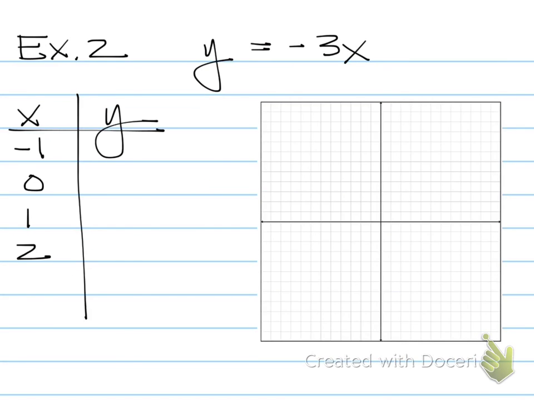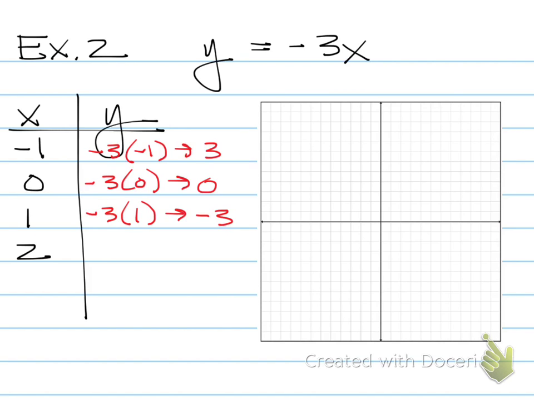Next example, and we do the same thing. We're given a linear equation, and we're given values of x to substitute into our linear equation. When we substitute in -1 for x, we get -3 times -1, which is 3. When we substitute in 0, we get -3 times 0, which is 0. When we substitute in 1, we get -3 times 1, which is -3. And when we substitute in 2, we get -3 times 2, which is -6.